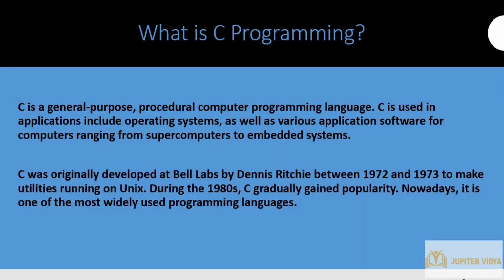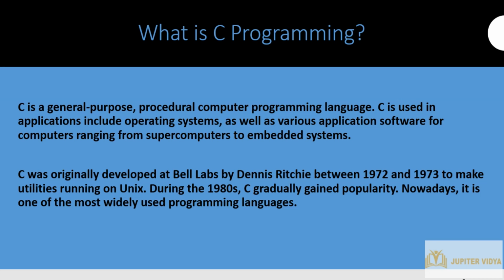So what is C programming? C is a general purpose procedural computer programming language and it is used to create operating systems or various application software, ranging from supercomputers to embedded systems. C programming is the most widely used programming language in the world, and it is also known as the mother language of all programming languages. Most of the programming languages are derived from C programming.